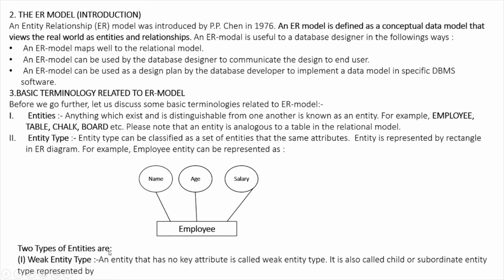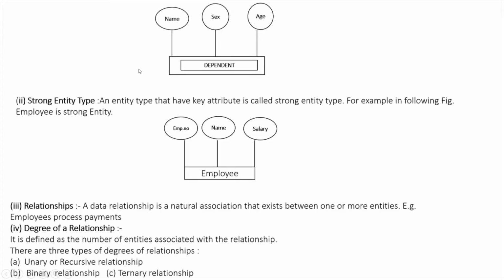Two types of entities. Weak entity type: an entity that has no key attribute is called a weak entity type. It is also called a child or subordinate entity type, represented as you can see in this picture.